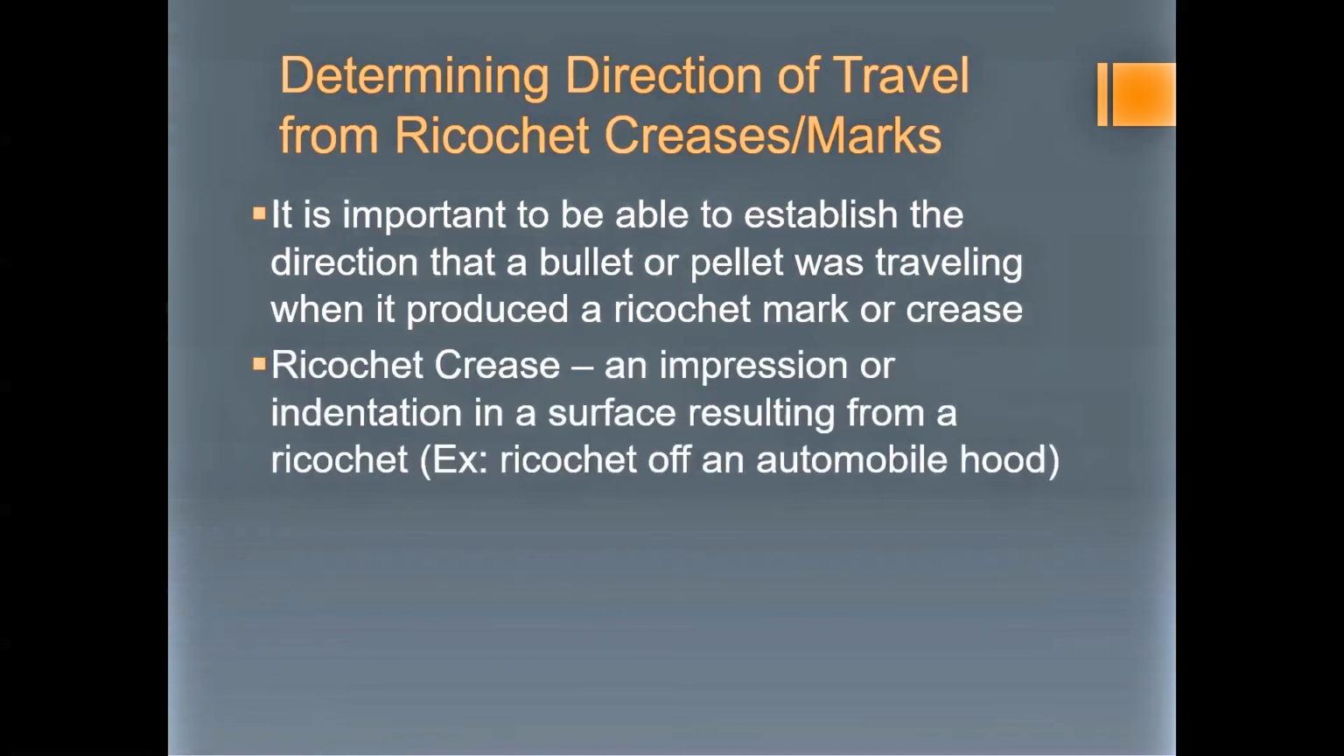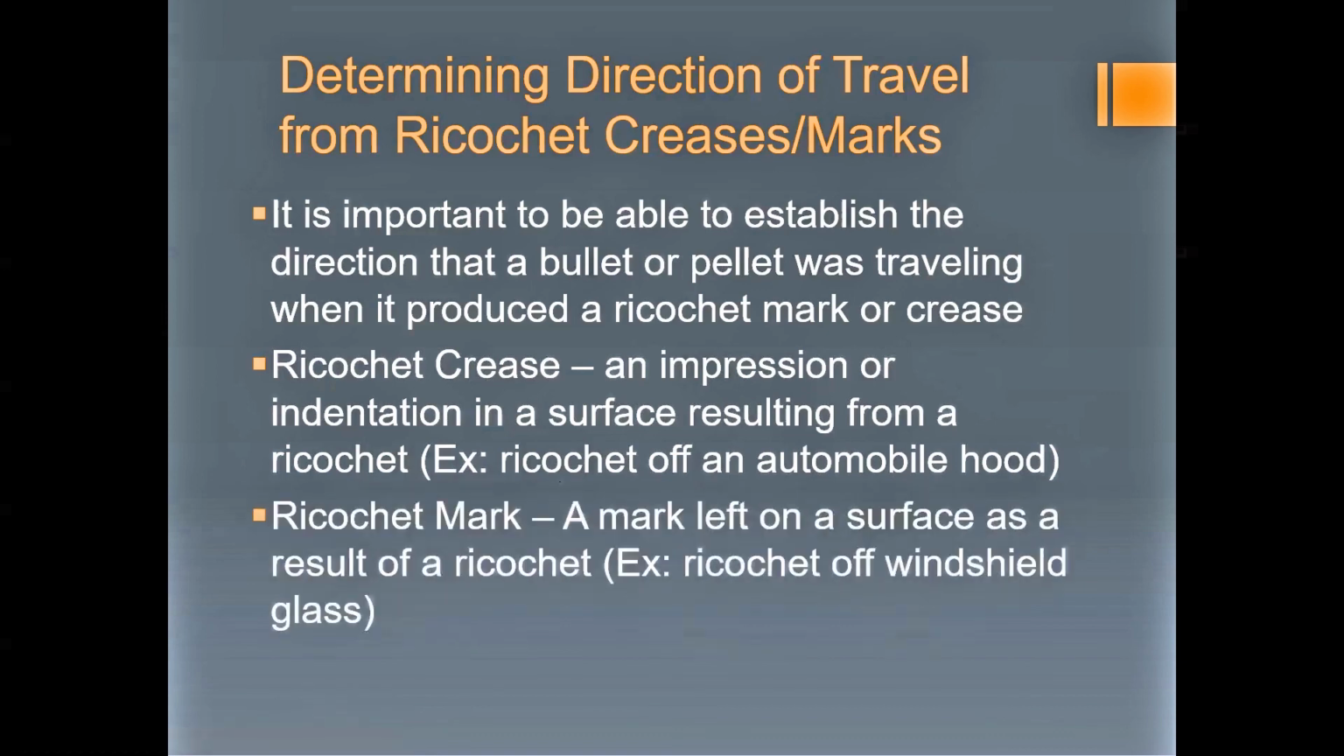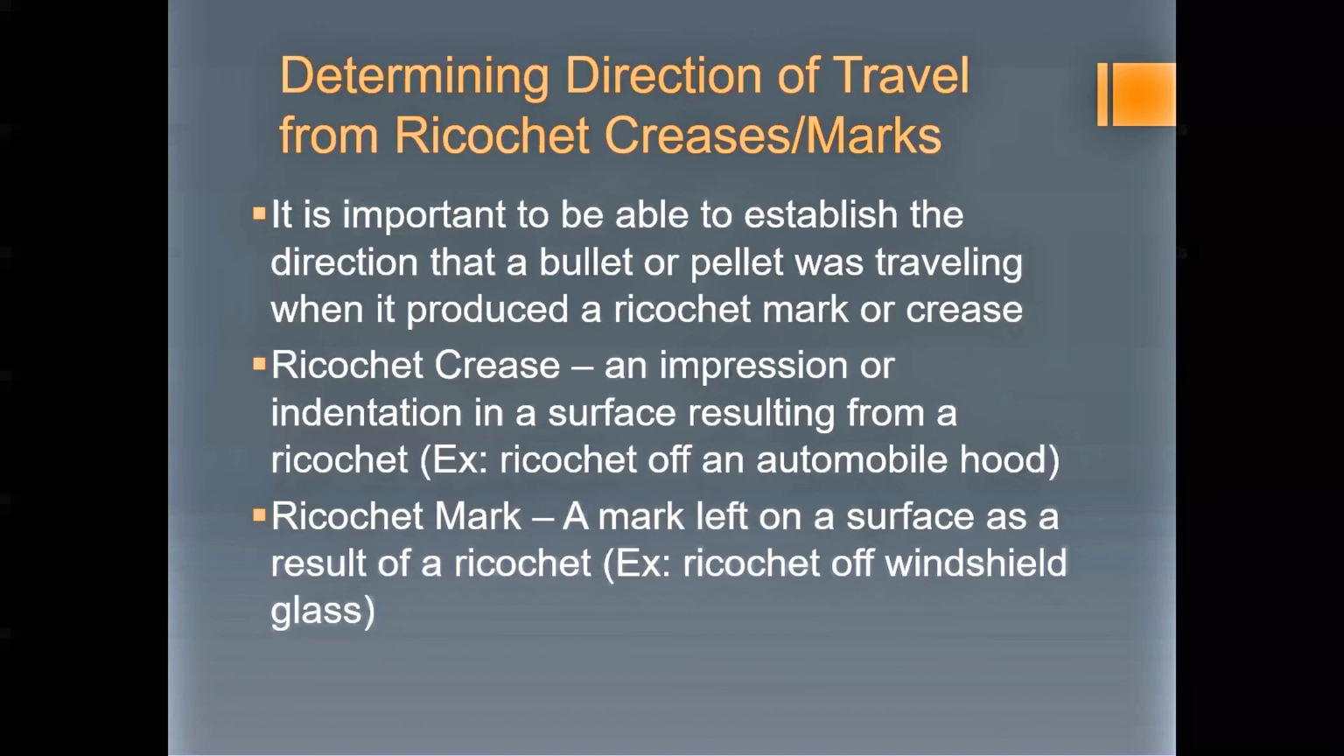So ricochet crease, here's another way that we're going to determine direction of travel, which is very important for your crime scene analysis. Ricochet crease, an impression or indentation in the surface resulting from a ricochet. Example, ricochet off an automobile hood. Now, as you know, most of our crime scenes outdoors, somebody's car takes a bullet, right, when we have these shootings, especially police involved. Quite often there's a lot of shots fired.